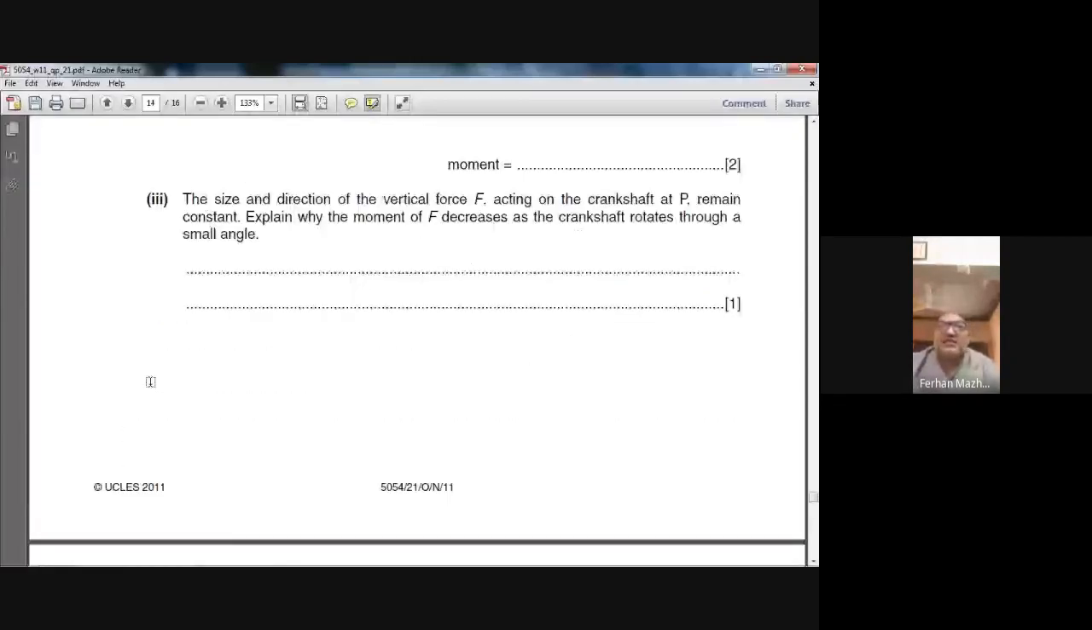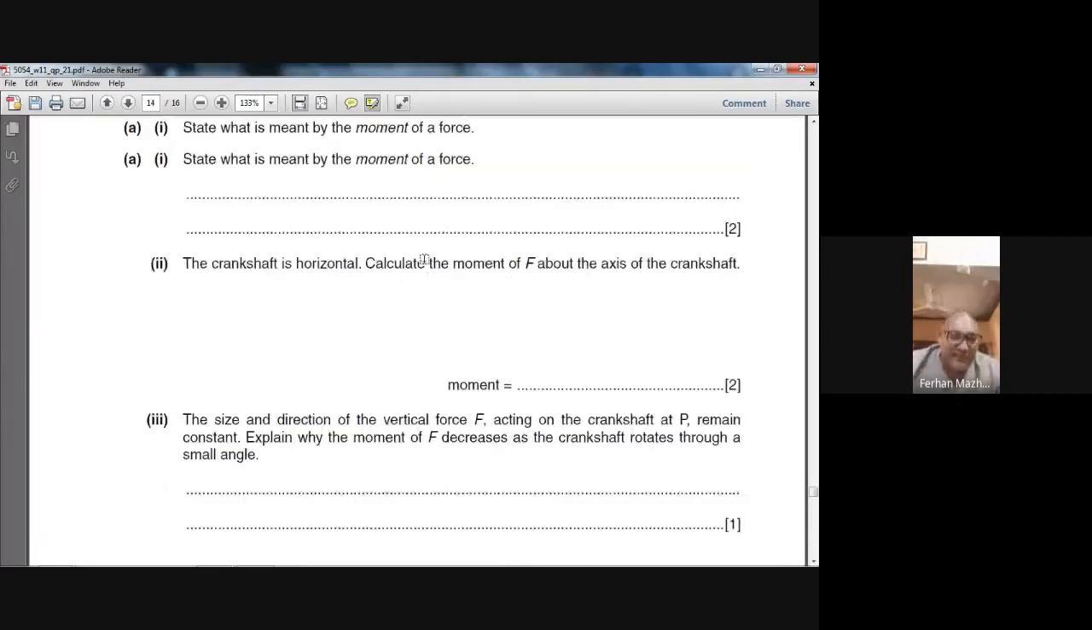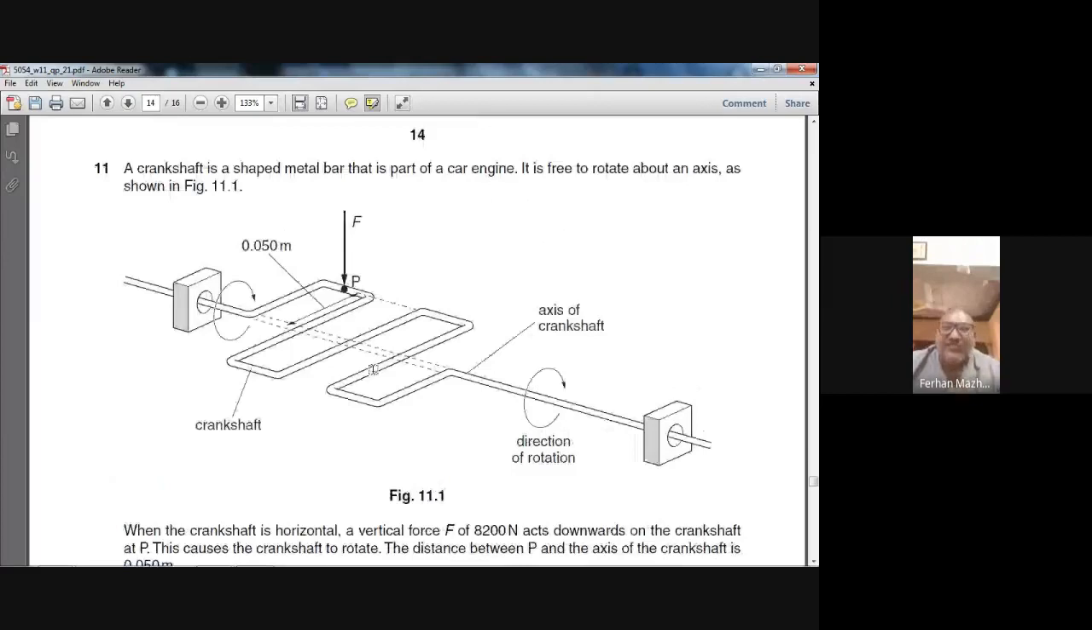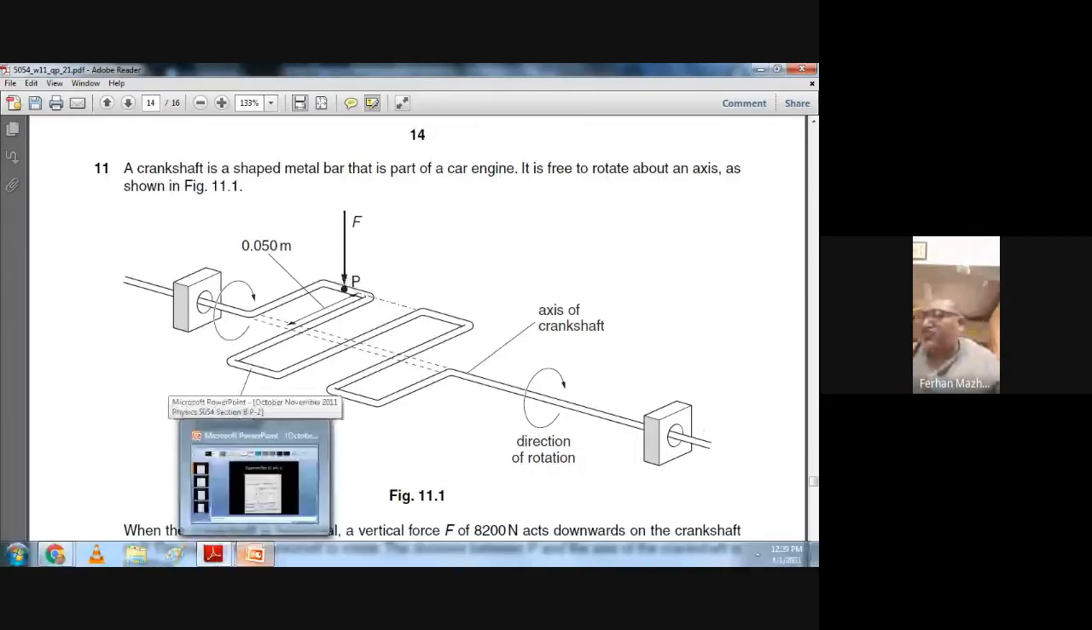The question is: the size and direction of the vertical force F acting on the crankshaft at the P remains constant. Explain why the moment of F decreases as the crankshaft rotates through a small angle. Try to understand, it's a very technical thing. The crankshaft is rotating, but the direction of F remains the same. Let me try to explain.